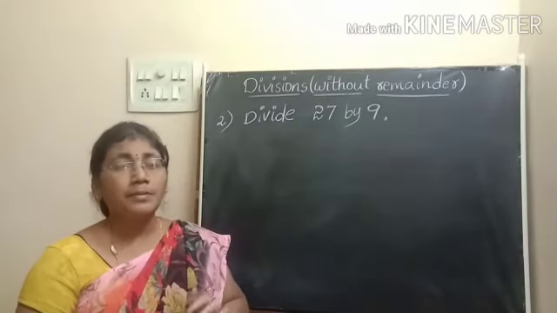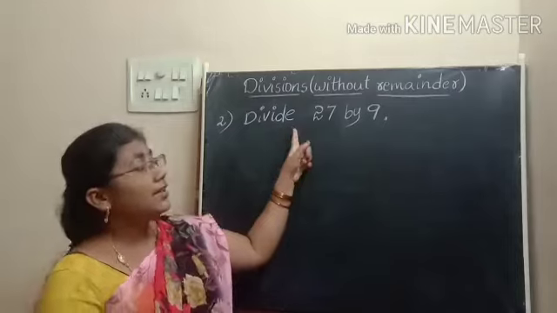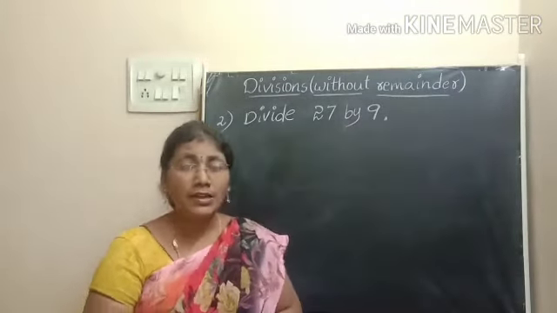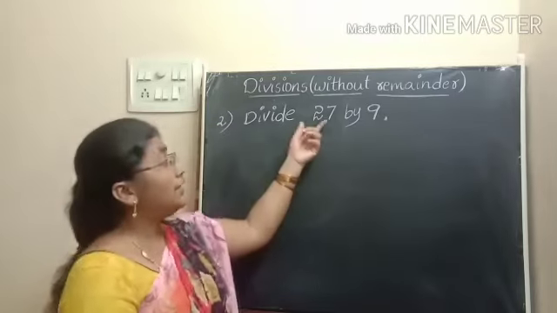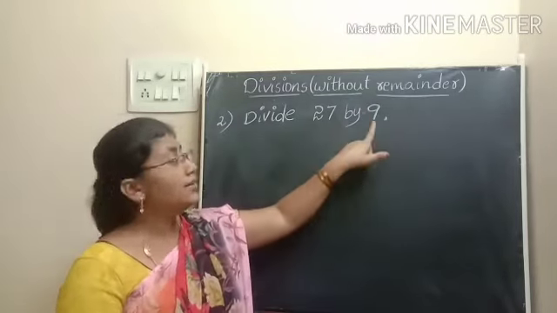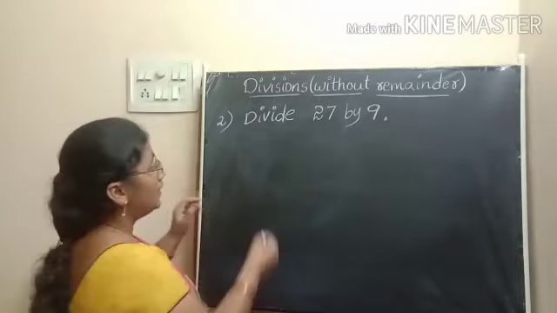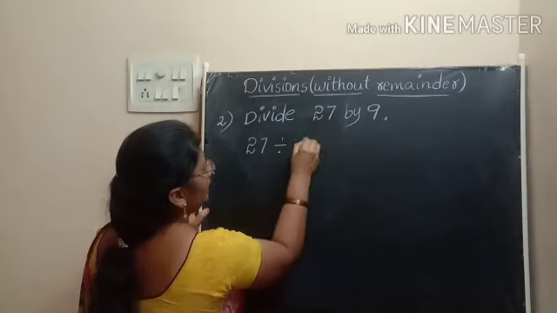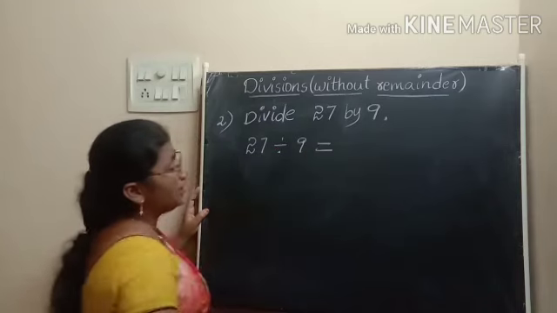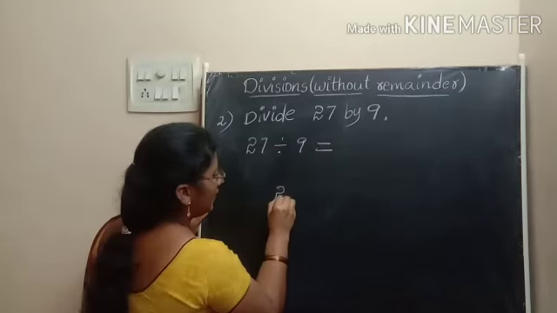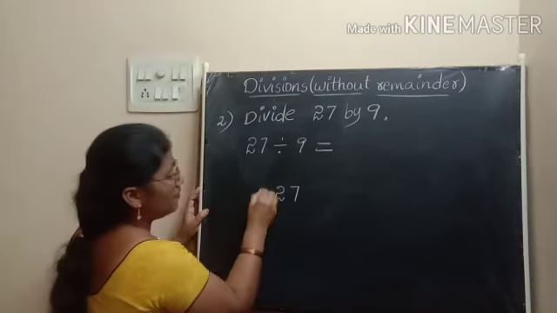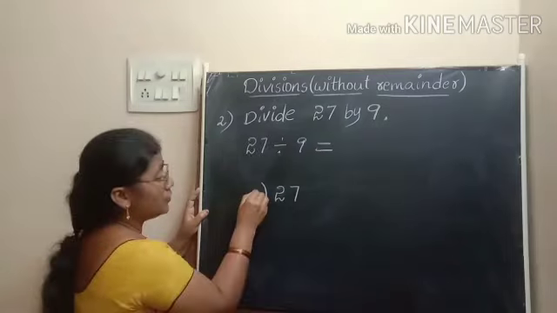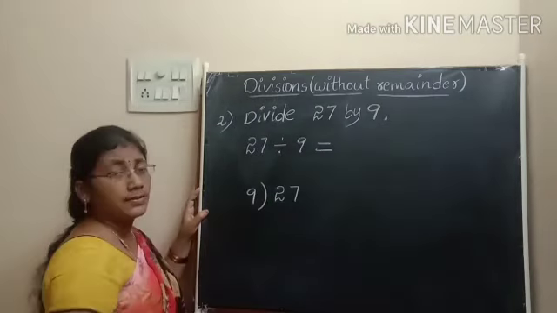The next example is divide 27 by 9. Here 27 is the dividend, 9 is the divisor. Let us write 27 divided by 9. Now we can write this as 27 left side bracket, and we have to write 9 as divisor.